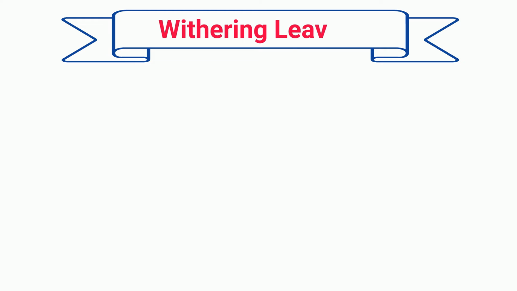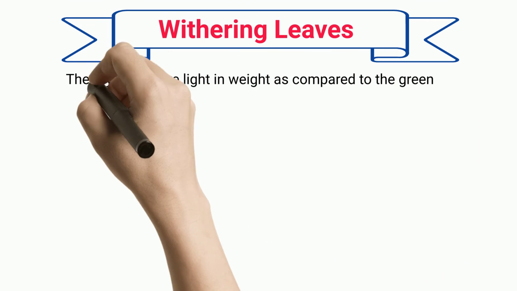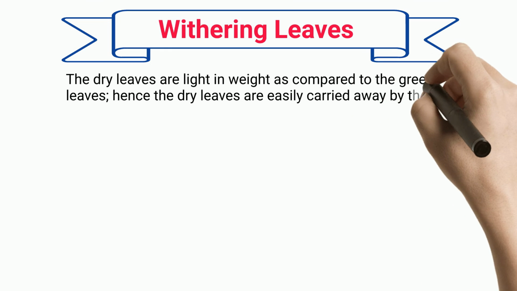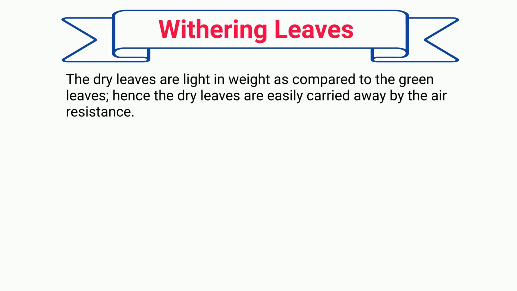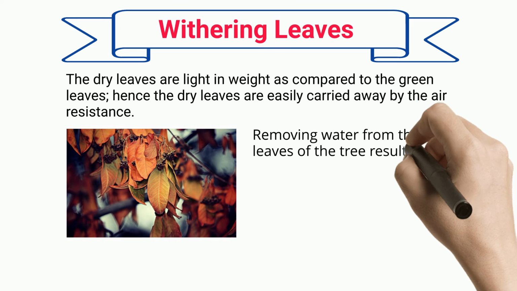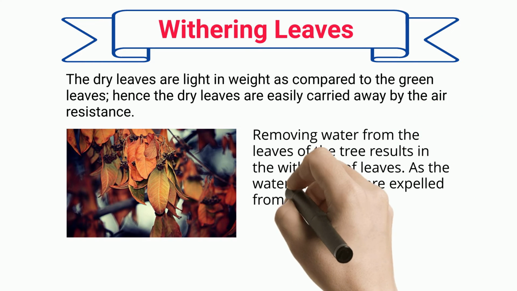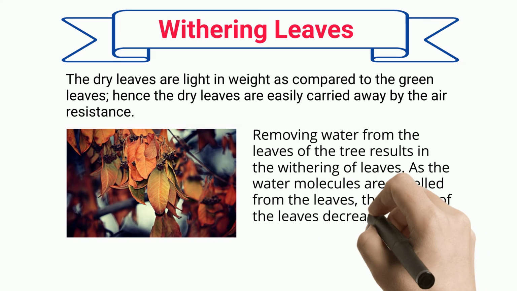Withering leaves. The dry leaves are light in weight as compared to the green leaves, hence the dry leaves are easily carried away by the air resistance. Removing water from the leaves of the tree results in the withering of leaves. As the water molecules are expelled from the leaves, the density of the leaves decreases.